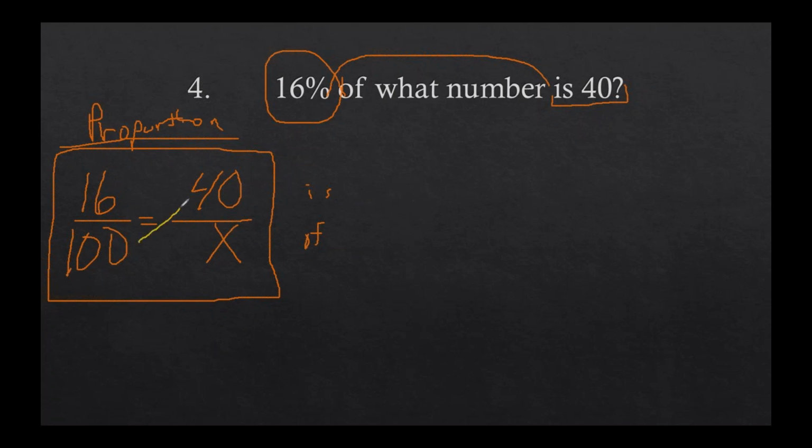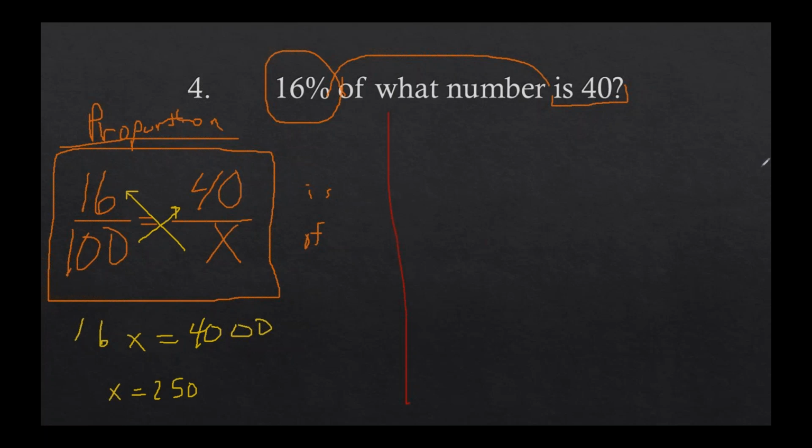Recall back from last week, we cross multiply and divide. I end up with 16x equals 4,000. Can anybody give me a value for x? 250, thank you. Okay, so that's one way to do this problem.